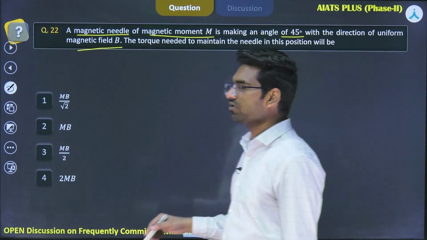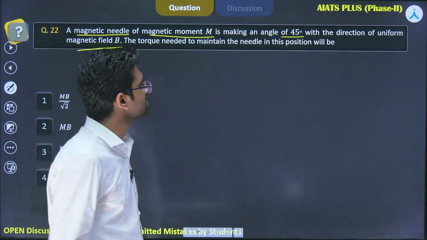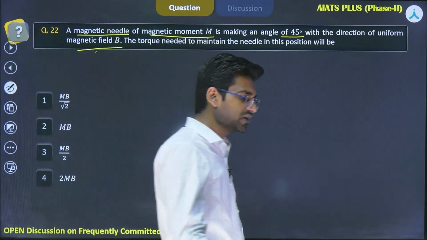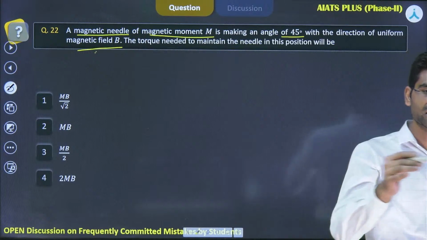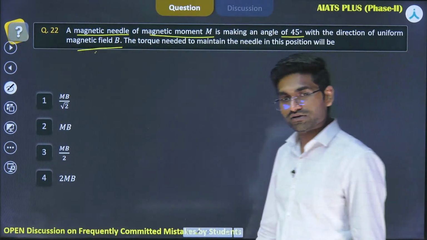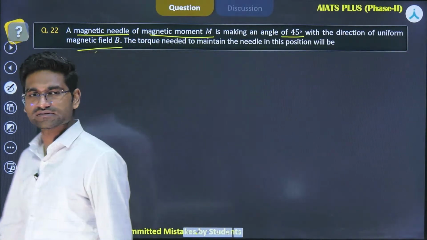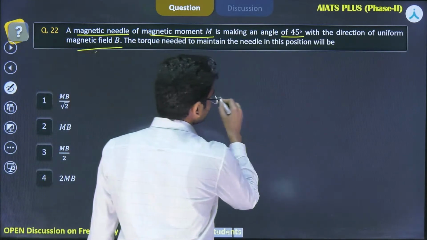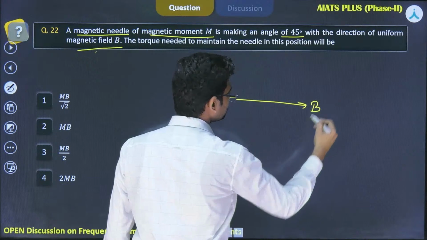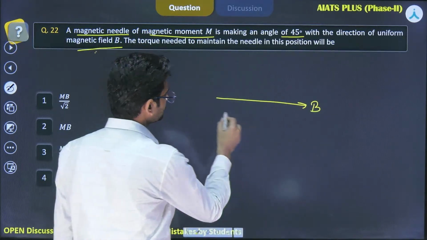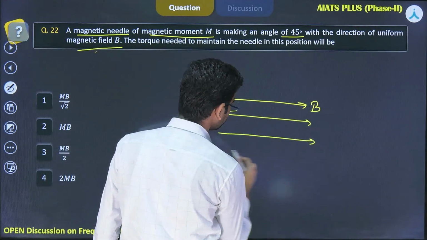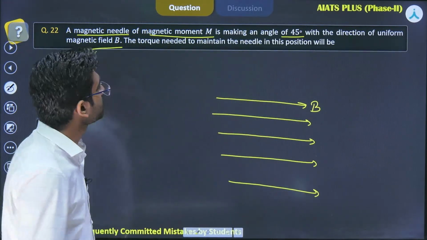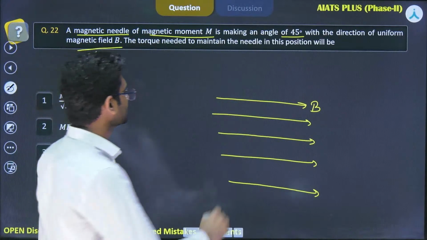We will need torque because the torque is applied by this magnetic field on this magnetic needle, right? So we have to apply the counter torque. Okay, you are giving me the answer. Very nice, very nice. Okay, we will see. So let's say this is magnetic field B in this direction. Okay, so there is this magnetic field everywhere. This is magnetic field B, which is uniform, right? And the magnetic needle is making some angle theta.